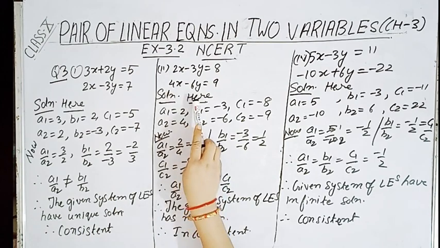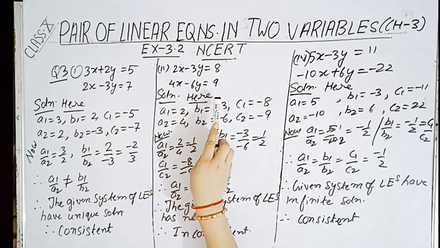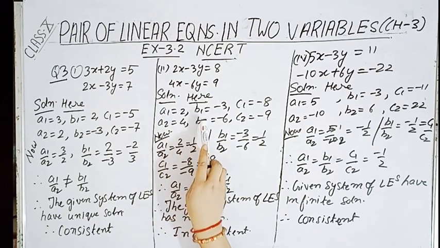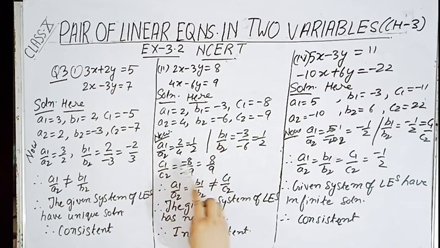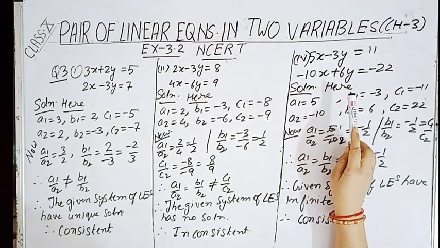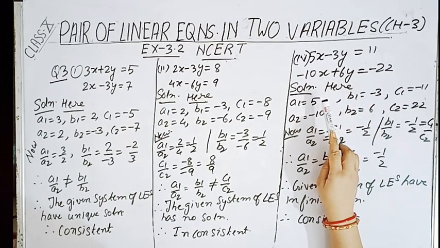Subpart number 2: 2x minus 3y equals 8 and 4x minus 6y equals 9. Again writing the values of a1, a2, b1, b2 and c1, c2 and finding a1 by a2, b1 by b2 and c1 by c2, we get that a1 by a2 is half, b1 by b2 is half and c1 by c2 is 8 by 9. Then clearly a1 by a2 equals b1 by b2, which is not equal to c1 by c2. Therefore, the given system of linear equations has no solution. No solution means inconsistent.